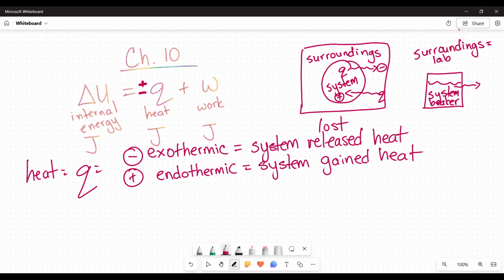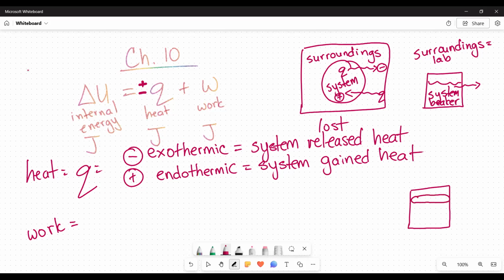The other one is work. Work is the energy needed to move something against a force. When we're talking about chemical reactions, we are talking about atoms making something move. And how can atoms make something move? If you put them in a closed vessel. Specifically, for atoms to get something to move, we need to have that reaction happen in a closed vessel.